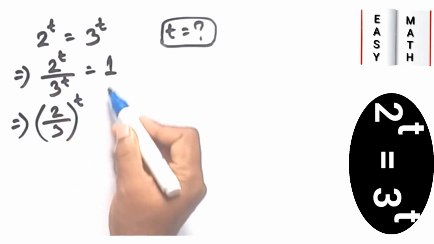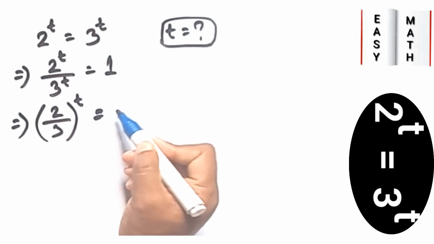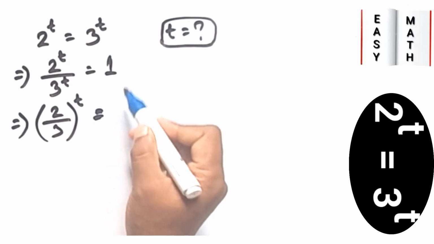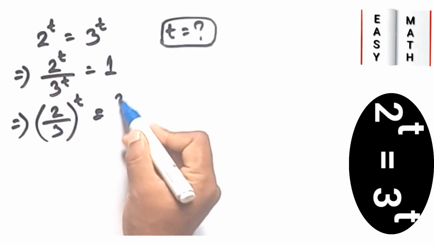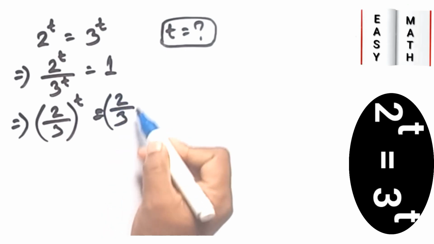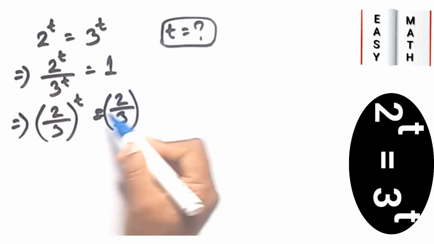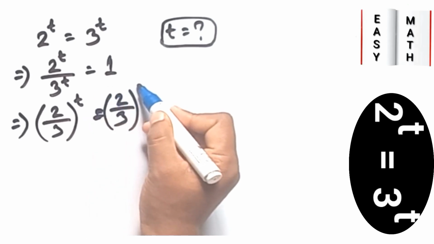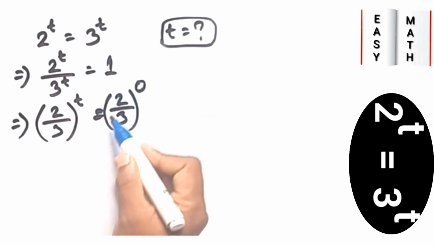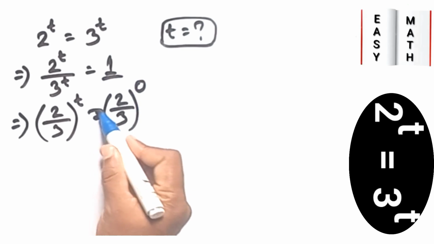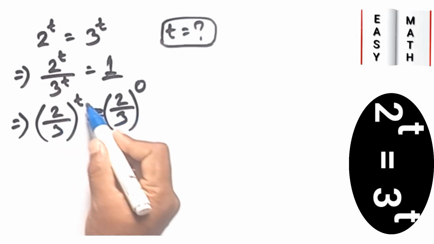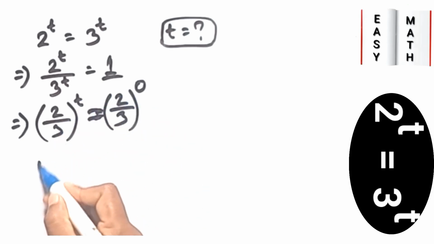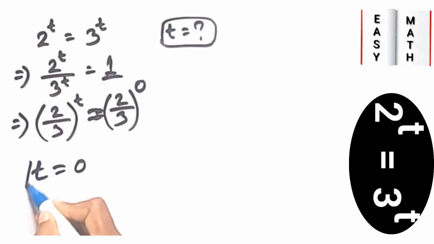We can write 1 as any number to the power of 0, since any number to the power of 0 is 1. So we can write 2 to the power t over 3 to the power t as 2 by 3 to the power t, equal to 3 to the power 0. This is the similar base, so t is equal to 0.